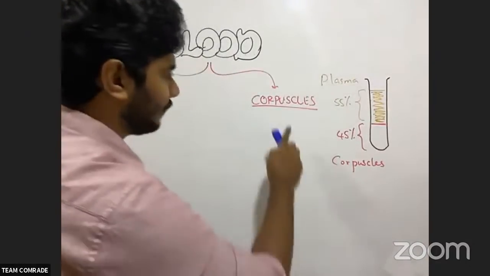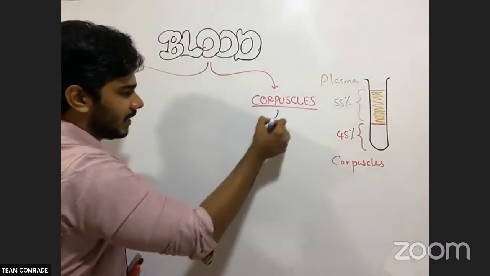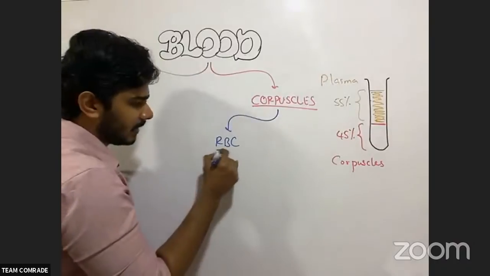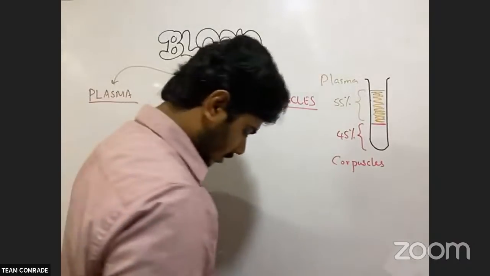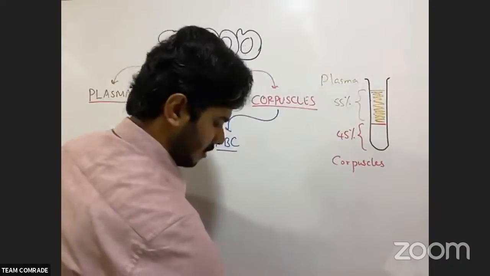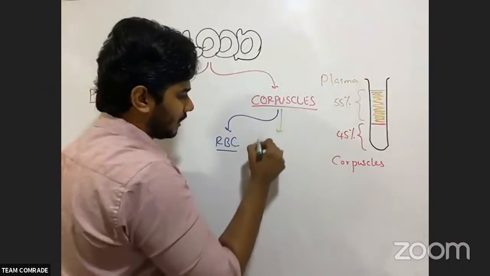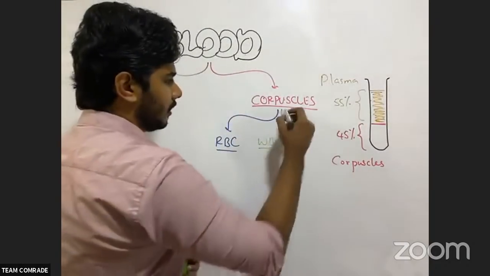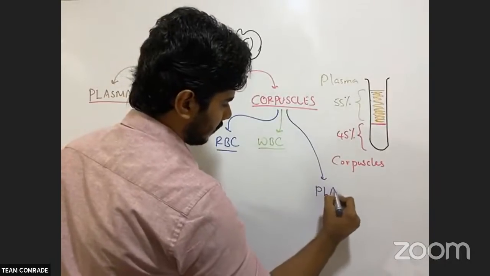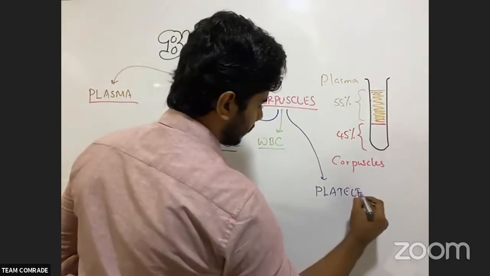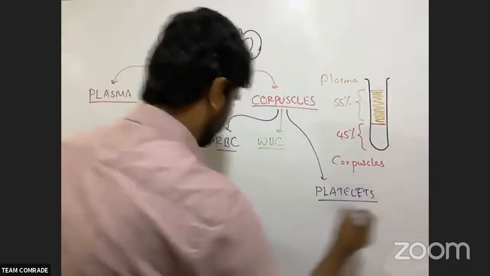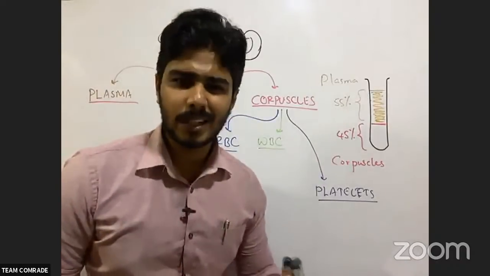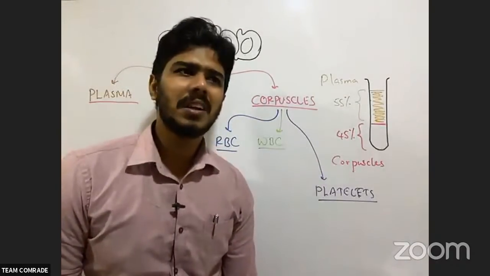So here corpuscles are 45%, and the corpuscles I can divide as RBC, that we call red blood cells, and next, white blood cells, WBC, and we have platelets here, right? In RBC, their lifespan is actually only 120 days. So blood cells last only 120 days.